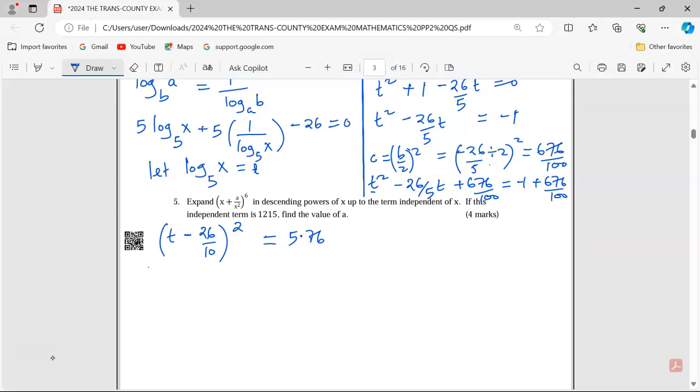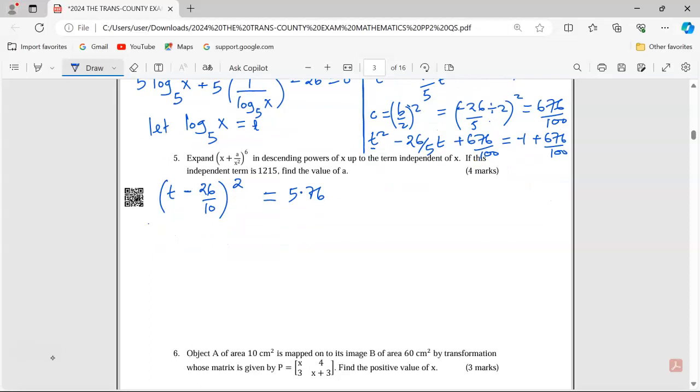Now I can take the square root of both sides, such that I have t minus 26 over 10 equals the square root of the other side, which is plus or minus 2.4. So for me to get t now, the first t will be 2.4 plus 2.6, since 26 over 10 is 2.6. So this gives us 5, or t equals negative 2.4 plus 2.6, and this gives us 0.2.